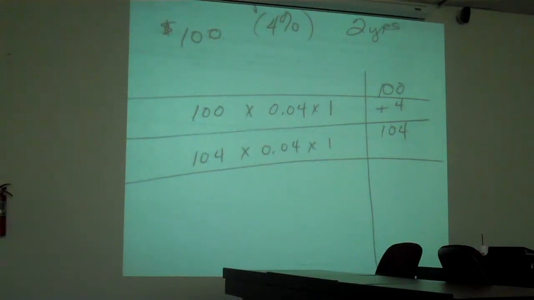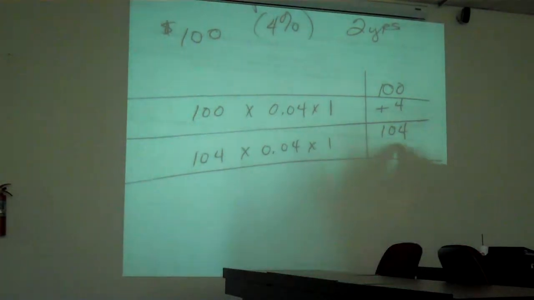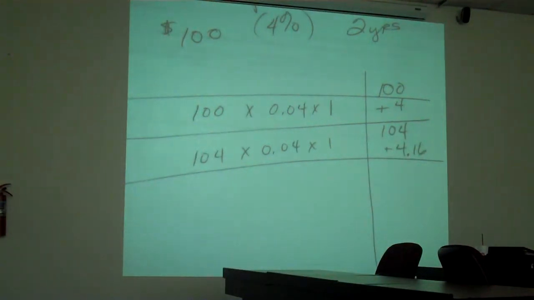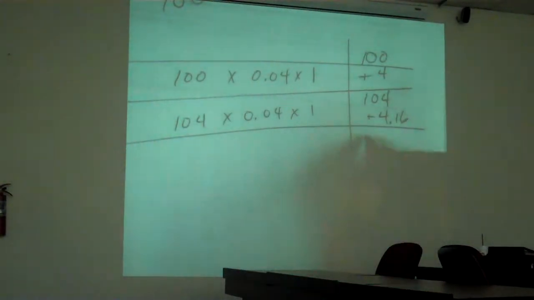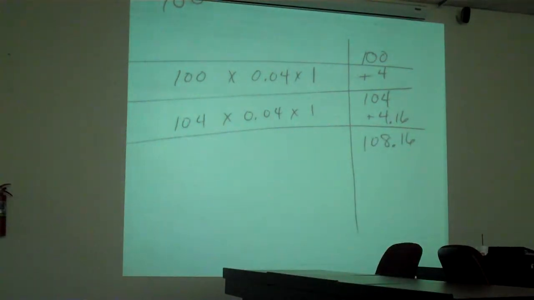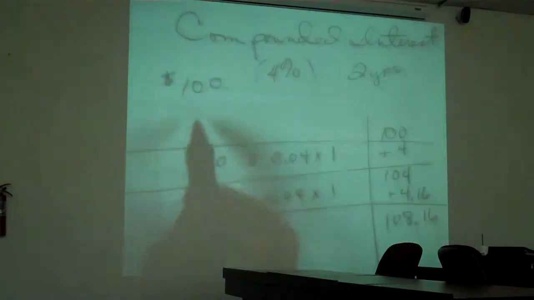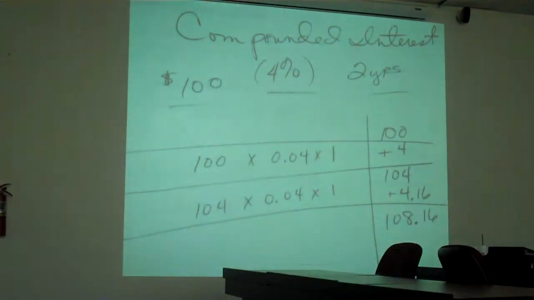104 times 0.04. This time you got $4.16. Okay? It's more than $4. And you might put more than $100 in there too. If you have a lot of money, it makes more difference. So after 2 years, you're going to have $108.16. Instead of just, if you did this straight simple interest, you would have had $108 total.